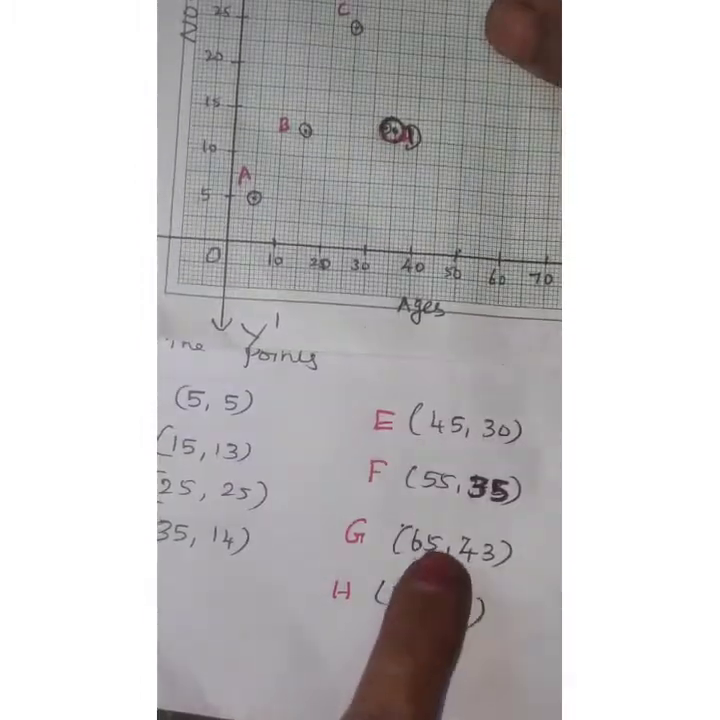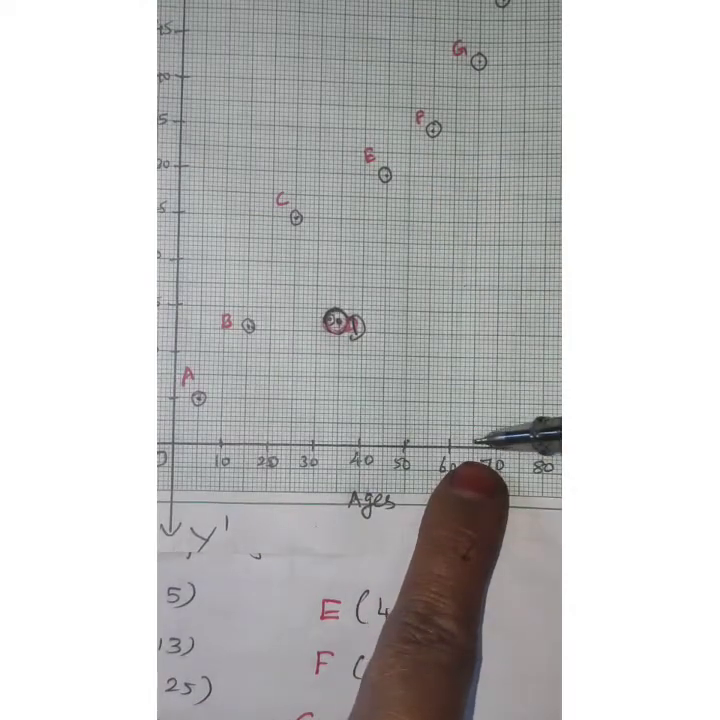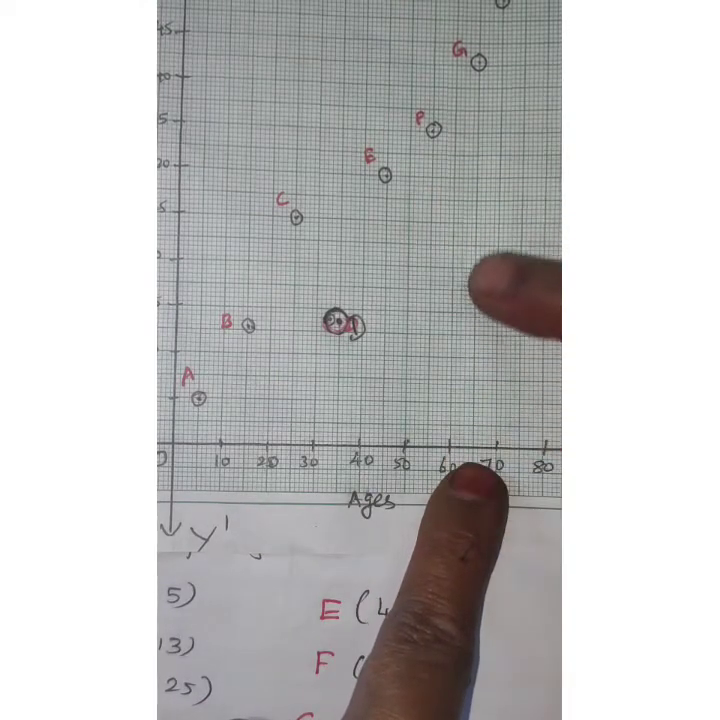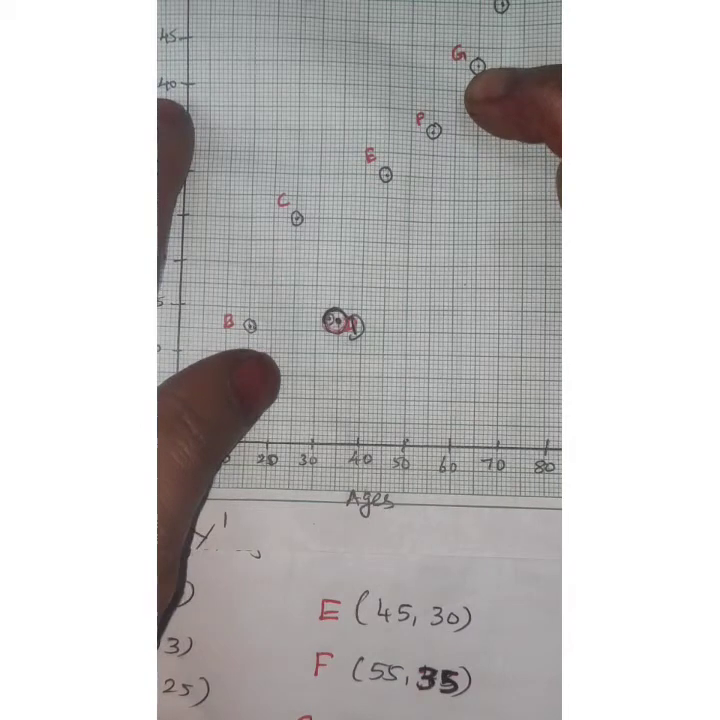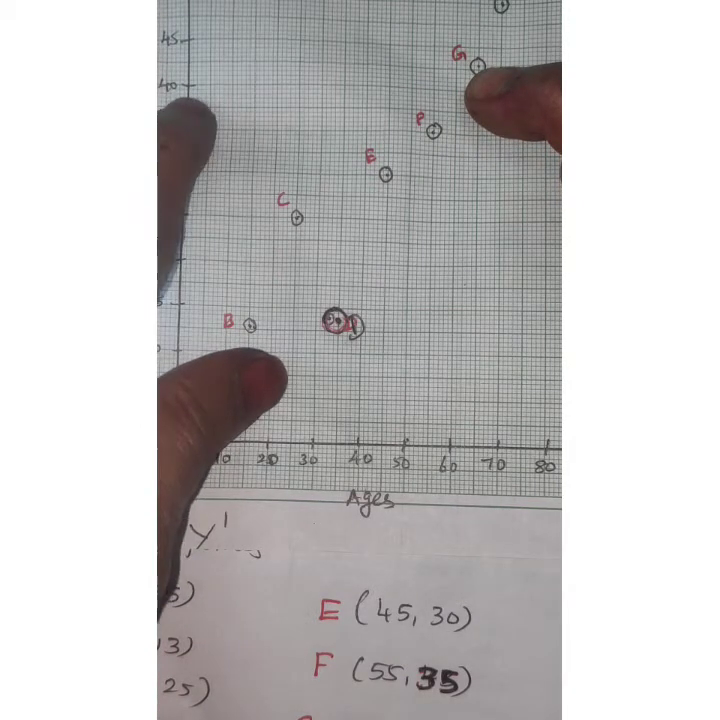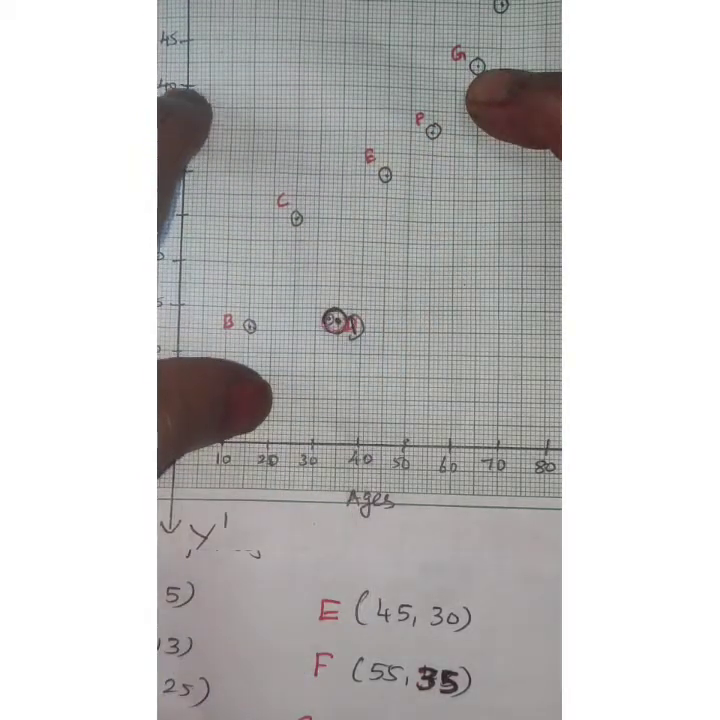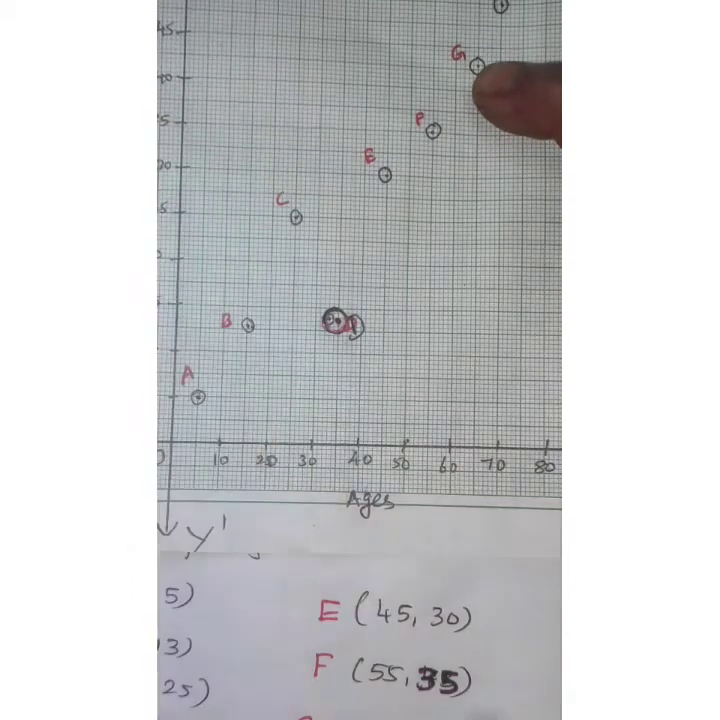Next 65 comma 43. 65 here and 43. Fifth line, before line. 42, fourth line is 43. 41, 42, sixth line is 43. So write it there, mark.